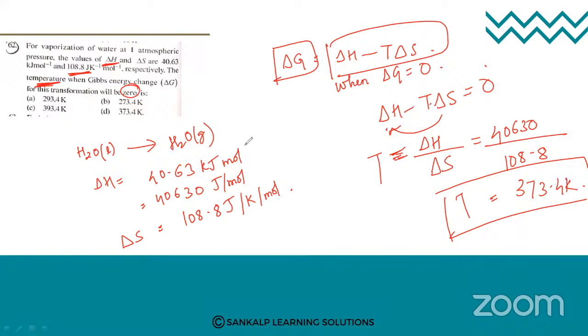When your liquid water is getting vaporized to gas, vaporization means it is getting converted into vapors. So this is the temperature. So option number D, the answer is D. Okay.